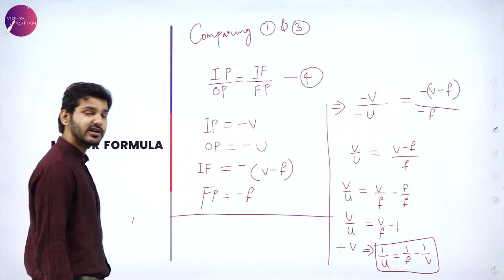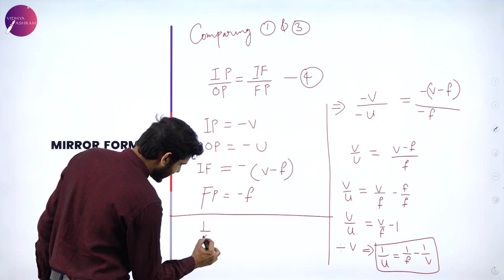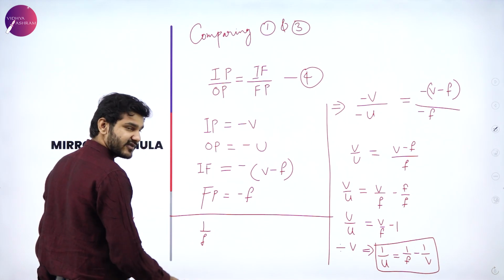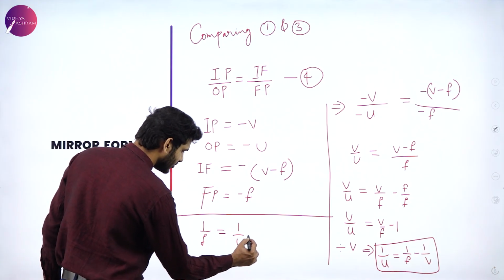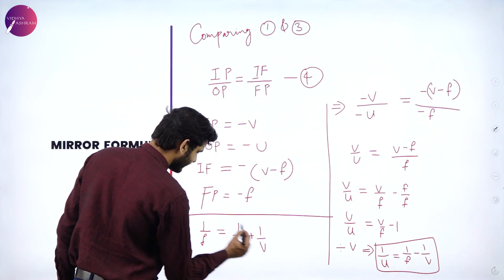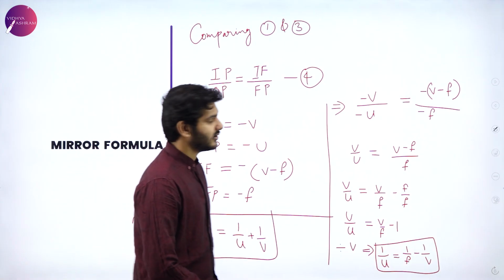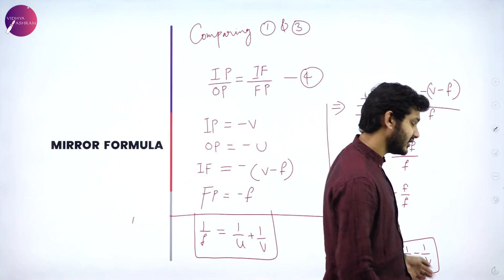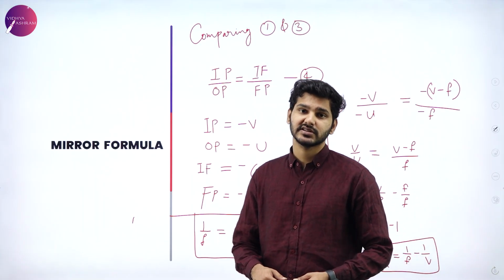Since it is a standard result and you want prettier equations, I'll take the 1 by U to the left hand side. So I can say that 1 by F is equal to 1 by U plus 1 by V. So this is the standard mirror formula. Again, U is nothing but the object distance, V is nothing but the image distance, and F is nothing but the focal point.